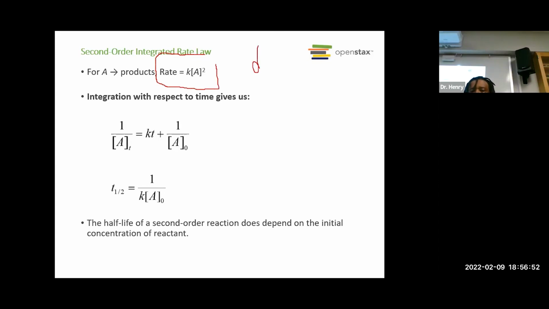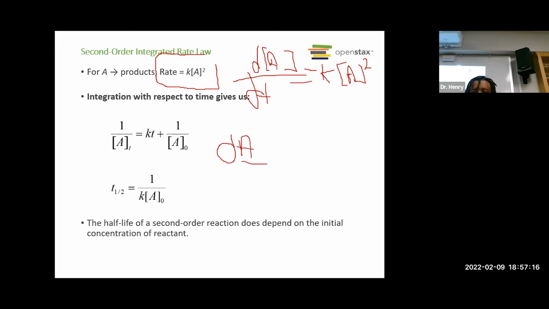So again, what we're doing is taking that dA over dt equal to k A squared. Okay. Now we're going dA over A squared is equal to k dt. You take the integral of this, and we take the integral of this, and this goes from 0 to t.